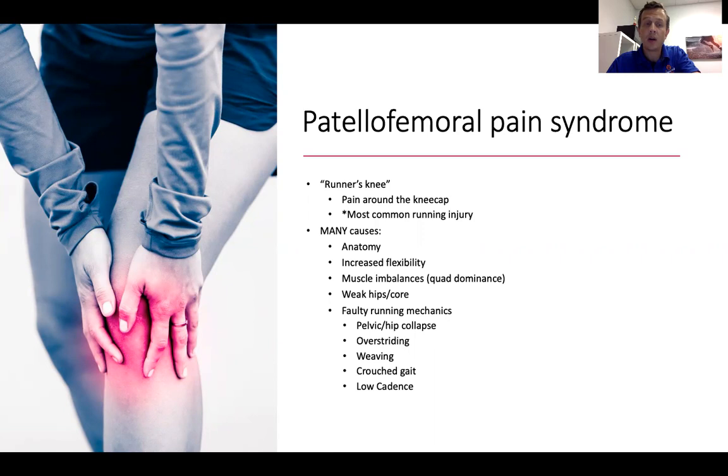Hips and core, not utilizing the hips and core as much as you can, can create a postural impairment with running, and strengthening the hips and core can help with this. And then just running mechanics in general, we see a lot of run form problems that can cause this: hip collapse, pelvic collapse, overstriding, a weaving gait pattern with one leg kind of crossing over the other underneath you, a crouched or sitting back gait, and a low cadence, being how many steps you take in a minute.